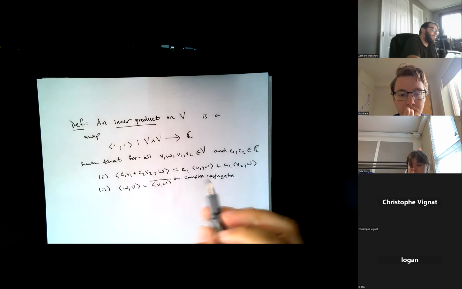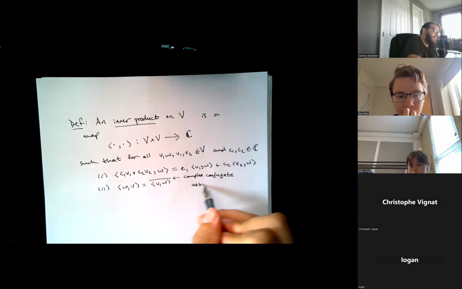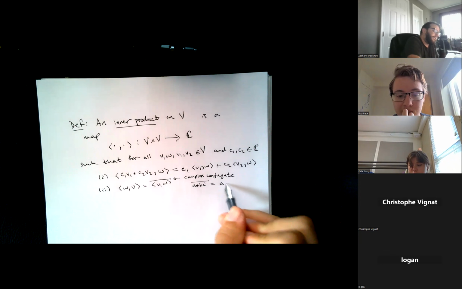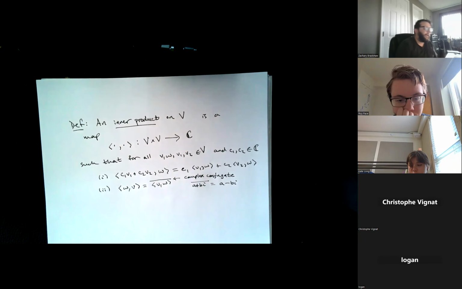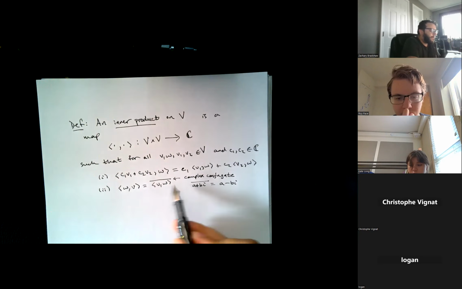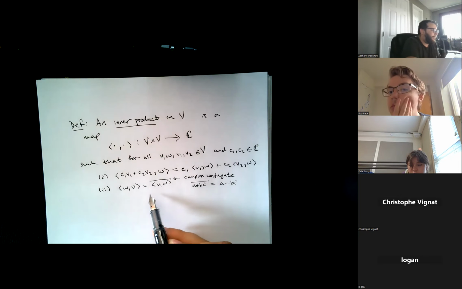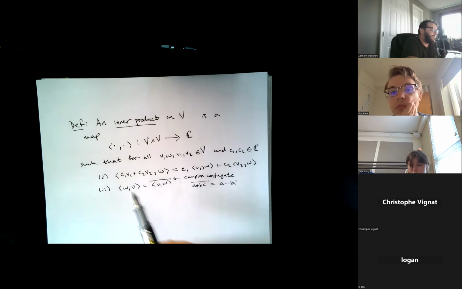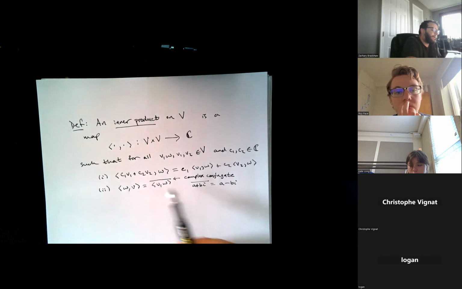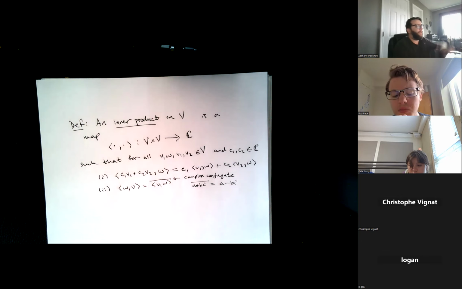If anybody is unfamiliar with complex analysis, this is just you take all the i's in your complex number and make them minus i's. Okay, so what I was trying to say earlier is that this second component here for us, or for a physicist, the first component, will pick up a complex conjugate when you pull the constants out. So it's not linear, it's conjugate linear.